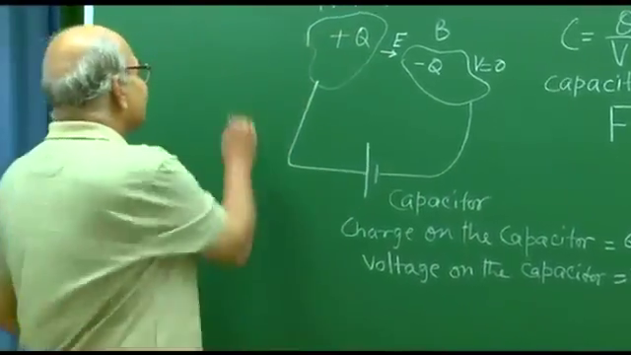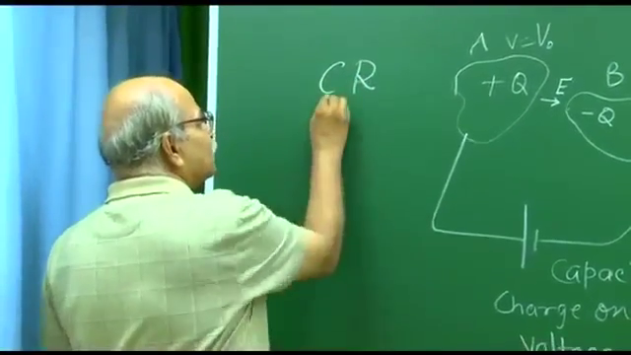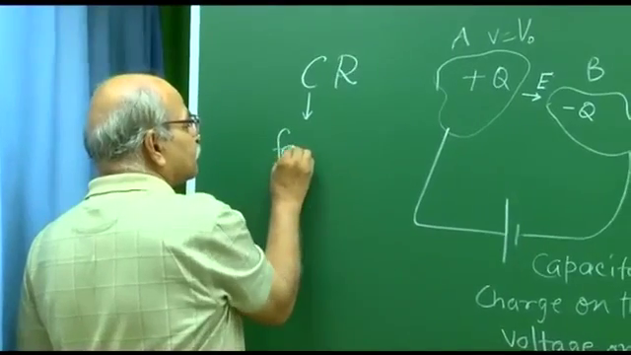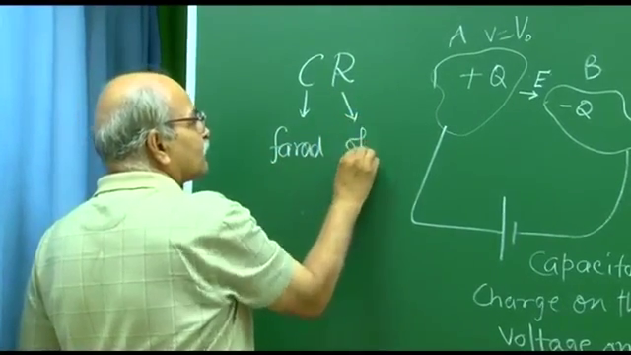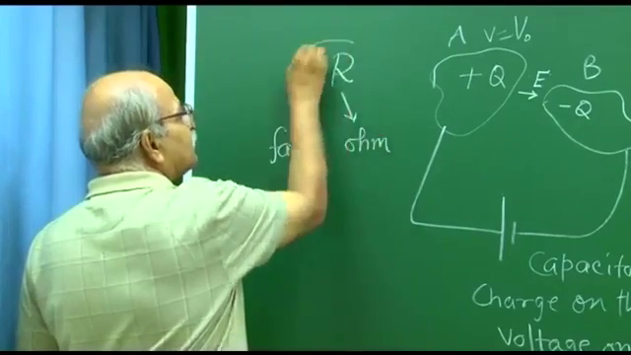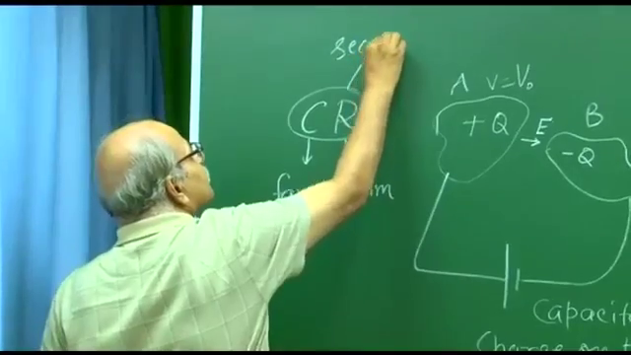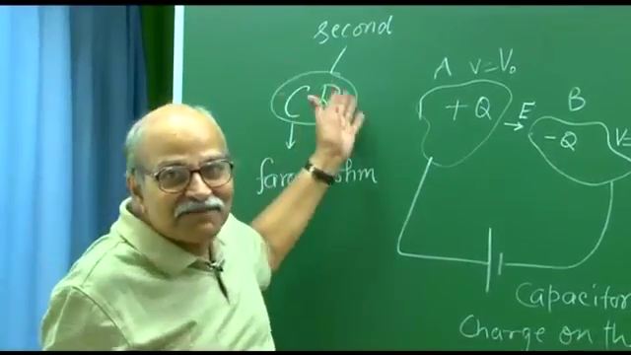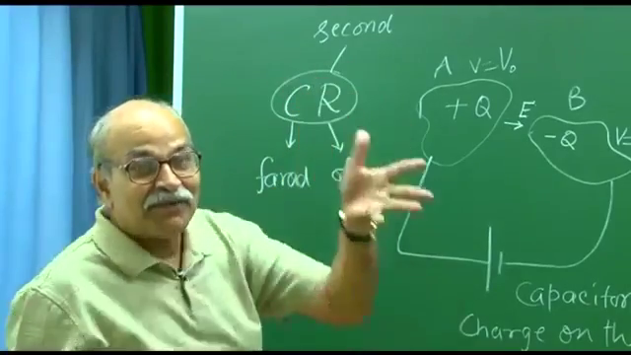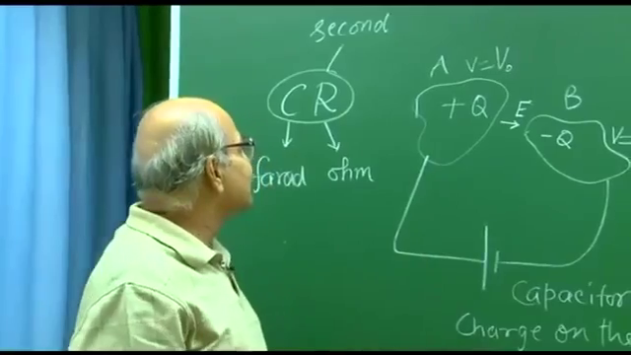So the factor which governs this rate of discharging is the product of capacitance and resistance, C into R. If you take the capacitance in farad and the resistance in ohm, this product will be in seconds. It has dimensions of time. So this product will decide how much time it is going to take to discharge significantly.